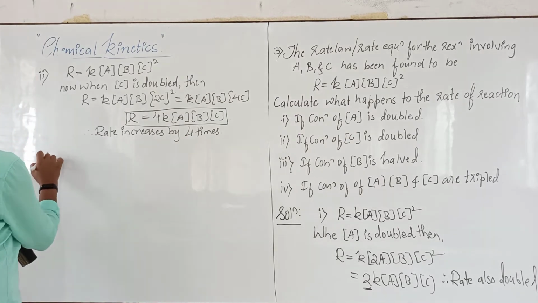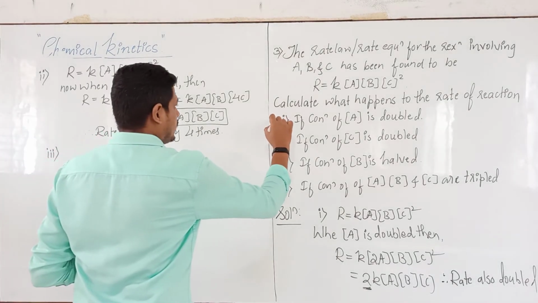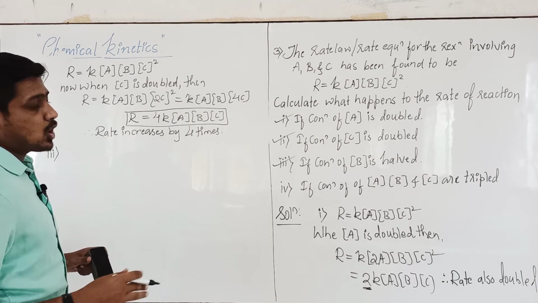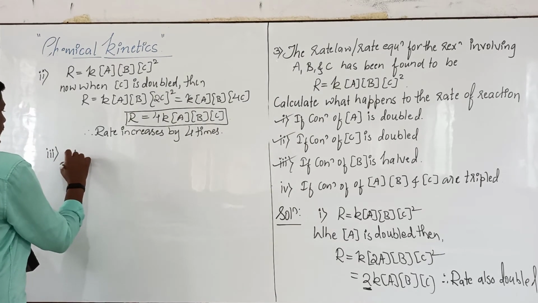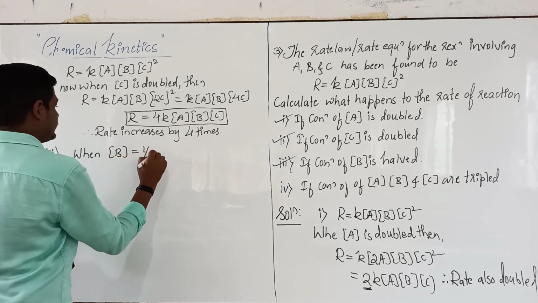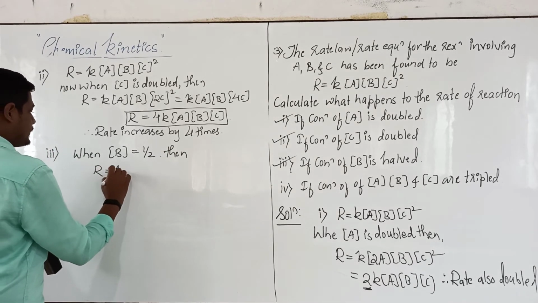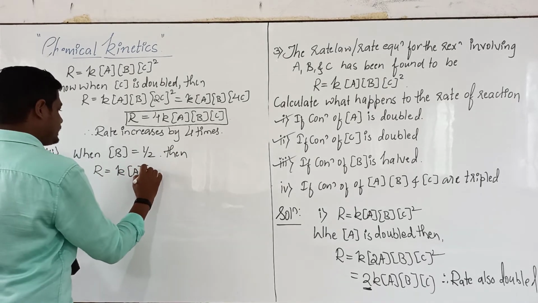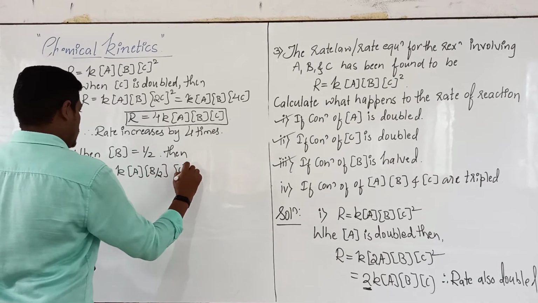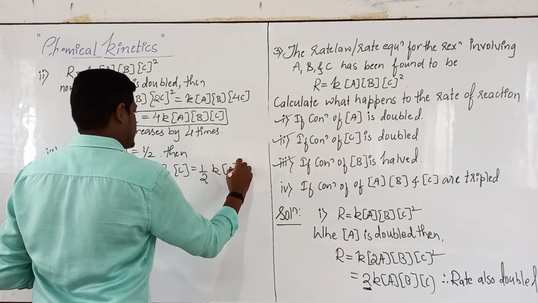Okay, next the third one, what are they saying? Here this we solved, this we solved. Now if the concentration of B is halved, what will happen? When B is equal to half, I am solving it directly here. So R is equal to k into B by 2. So overall I can write it as 1 by 2 into the rate constant into this.